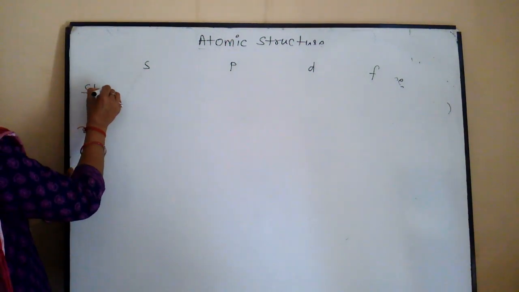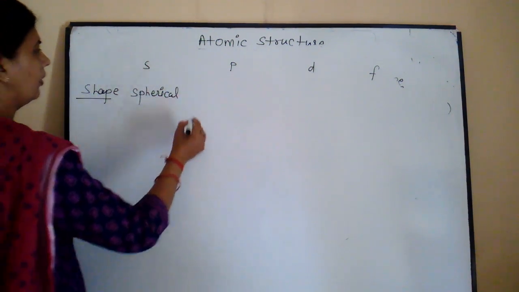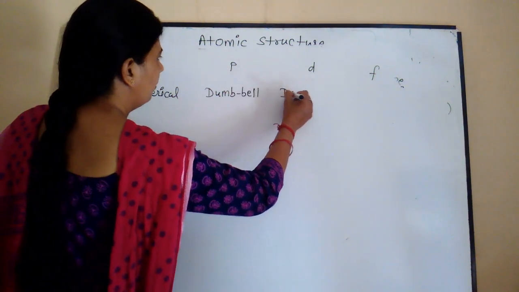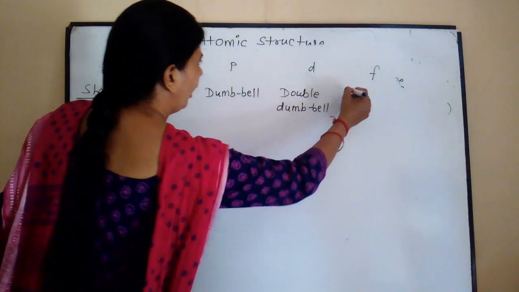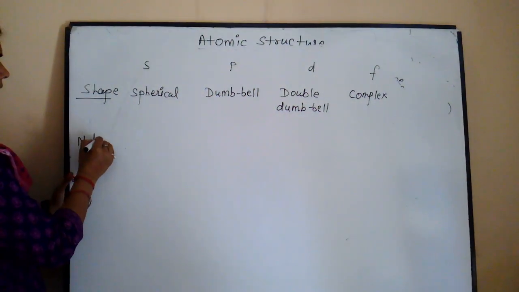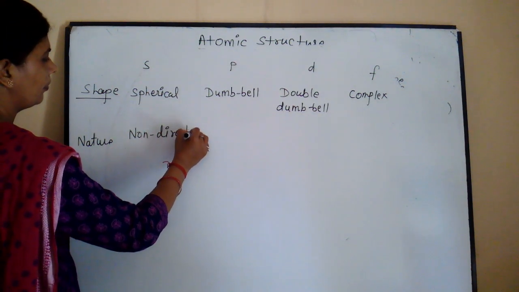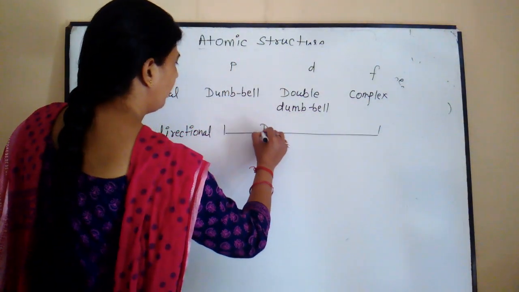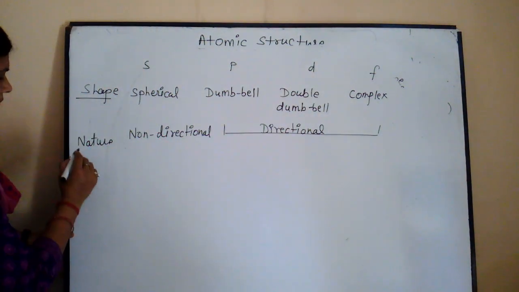So first we see the shape: s orbital is spherical, p orbital is dumbbell, d orbital is double dumbbell, f orbital shape will be complex in nature. The s orbital is non-directional, and all these others are directional, present on different axes.